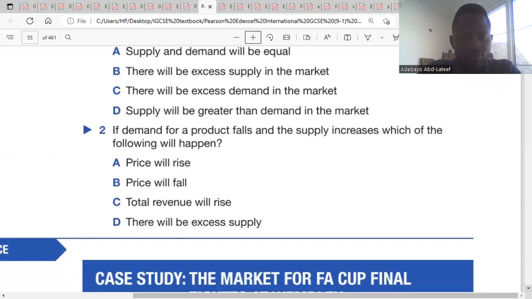The demand for a product falls and the supply increases. If demand for a product falls and supply increases, which of the following will happen? The price will rise? No. Revenue will rise? No. B, prices will fall because there's excess supply in the market. Is it clear? Yeah. So that's the end of chapter 7.